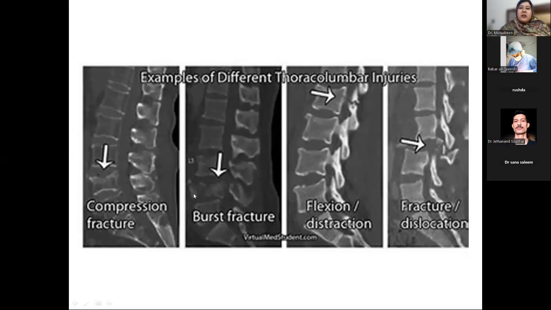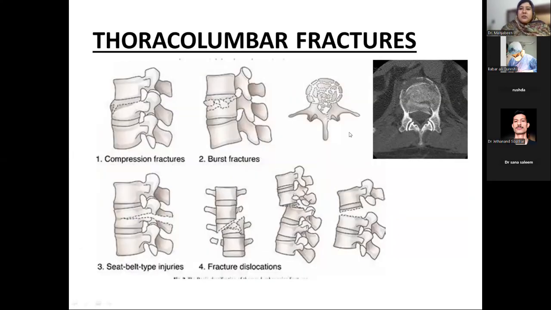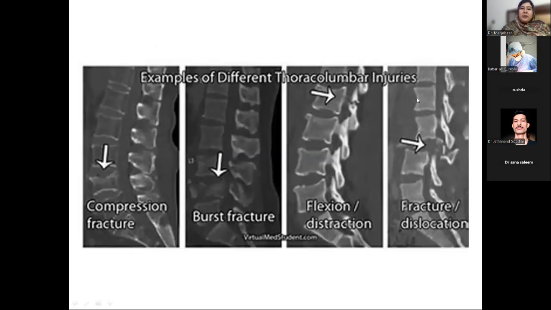Now the burst fracture, I told you, involves the anterior as well as the middle column, and the vertebral body is basically burst. We can see in this image the vertebral body is completely burst into different pieces. Okay, and this is the axial view. So this is the anterior and middle column fracture. And then we saw flexion distraction and fracture dislocation.